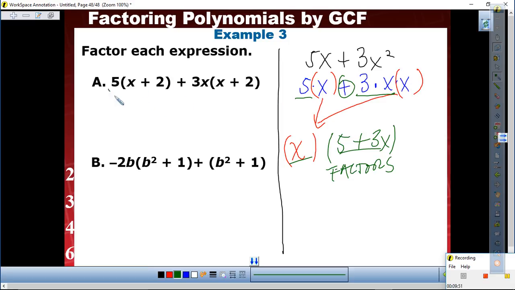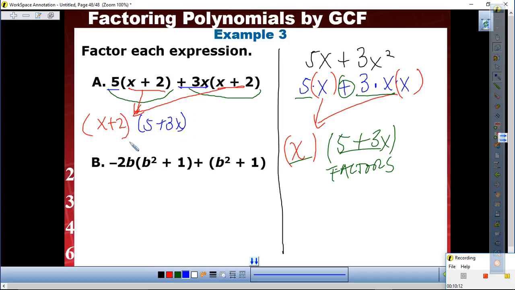Here we have two terms, this term and this term. What do they have in common? X plus 2. This one and this one, that's my GCF. And what's left over, everyone? 5 plus 3x. Yes, and these are my factors. Copy that, please.